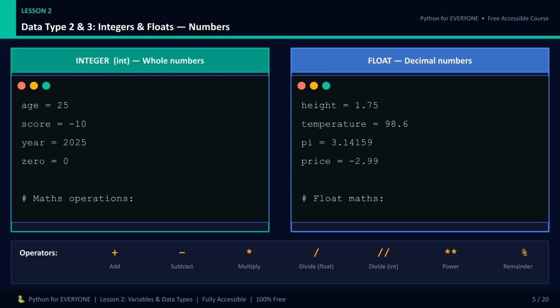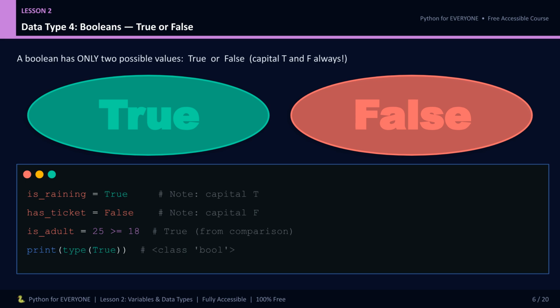Integers are whole numbers, and floats are decimal numbers. These types are essential for math operations. Python supports basic math operators like addition, subtraction, multiplication, division, power, and remainder. Booleans have only two possible values, true or false, with a capital T or F. Booleans drive decision-making in your programs, often resulting from comparisons like checking if 25 is greater than or equal to 18.